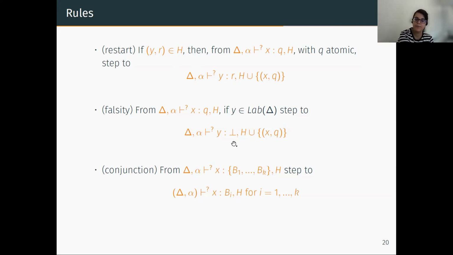And the final rule is the conjunction rule, because as I said at the beginning, we are dealing with finite sets of formulas, because that's the way we are interpreting conjunction. So if we have a set of formulas as our goal, what we are going to do is ask for each of the formulas. So we are going to open a bunch of branches, one for each of these formulas.